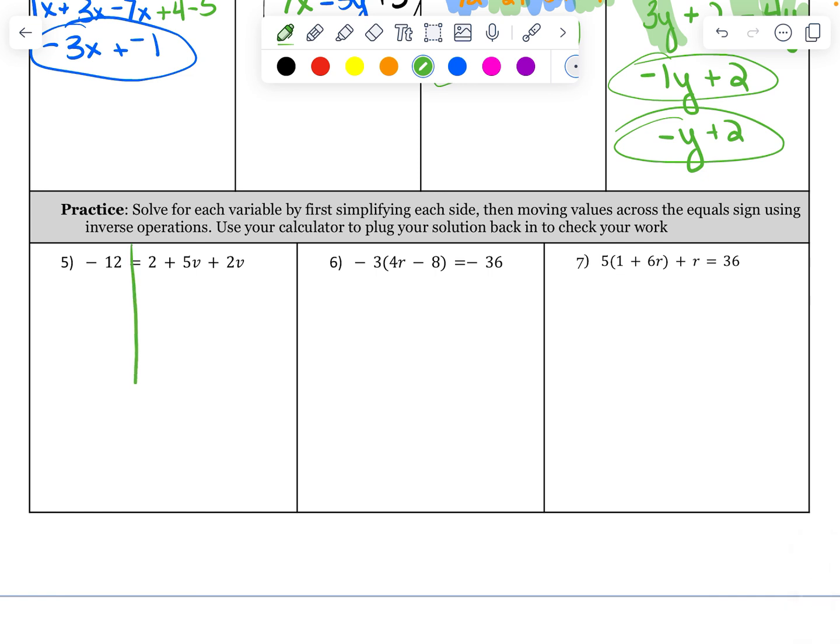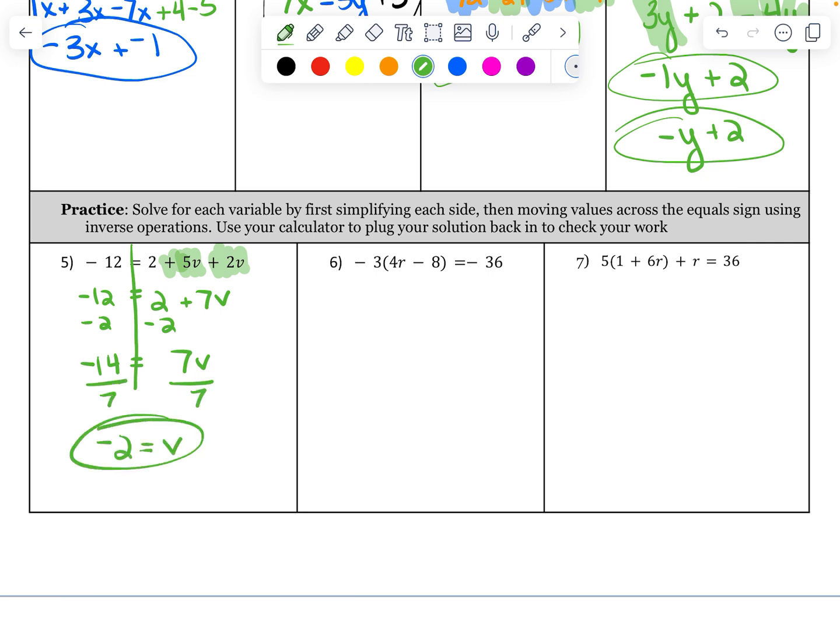All right, let's look at one side of the equation. This negative 12 side, we're cool. Don't have to do anything here. Let's look at this side. Ooh, there's some like terms that we can combine. So I'm going to have a plain old 2, plus a 7v. Now I can solve like normal. Minus 2, minus 2. Negative 14 equals 7v. Divide by 7, divide by 7. Negative 2 equals v. Hot diggity. You can plug this in.